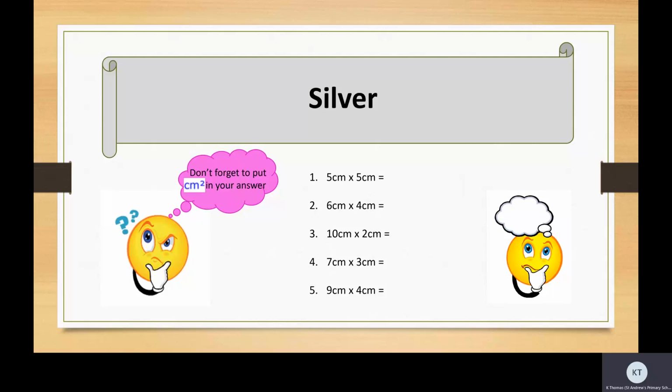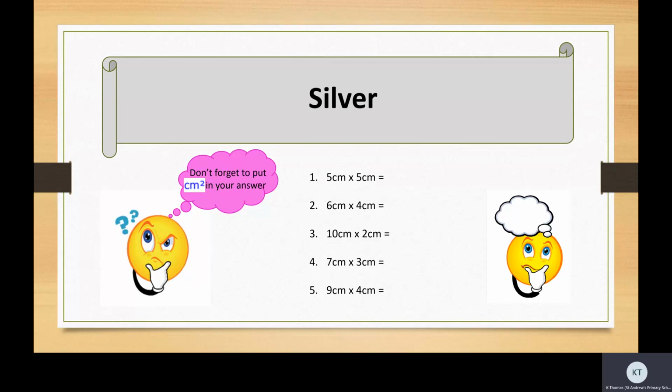The silver task requires you to calculate the area by multiplying the length by the width. Remember, area equals length times by width. And your times tables will help you here. Again, take note and remember to write centimetres squared in your answer.